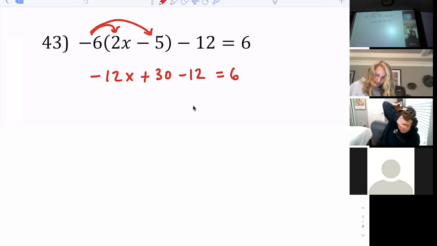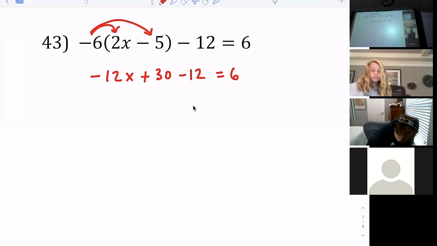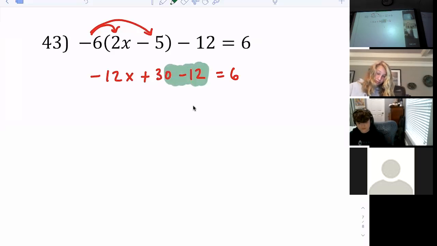Look up there and see. Come on. Negative 6 times negative 5. Come on, you're smart. Use your brain. Now, we're going to combine these two right here. And you're also mumbling under your breath. And you're going to stop that.